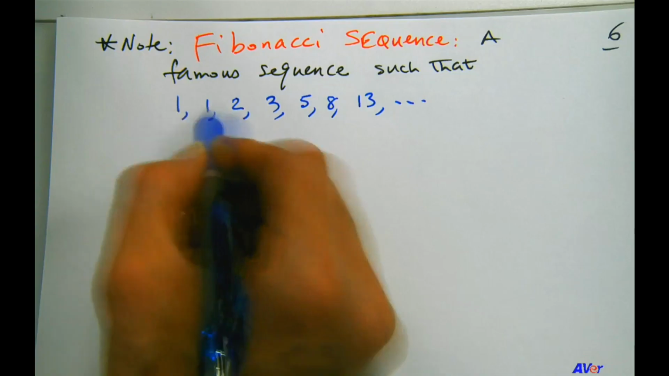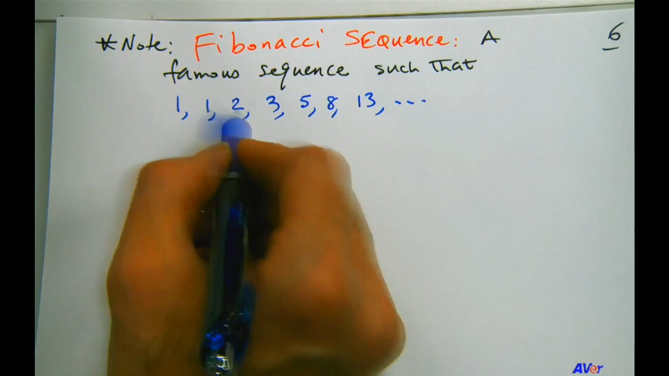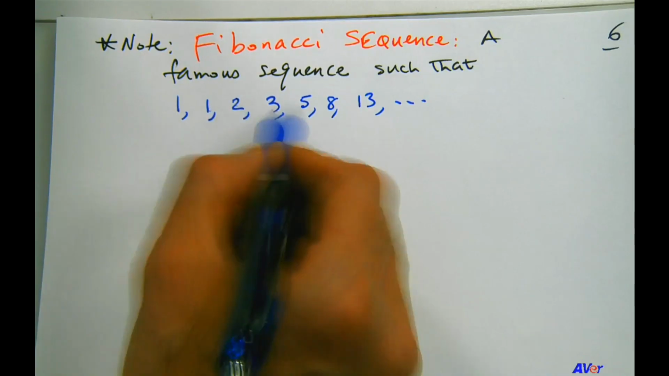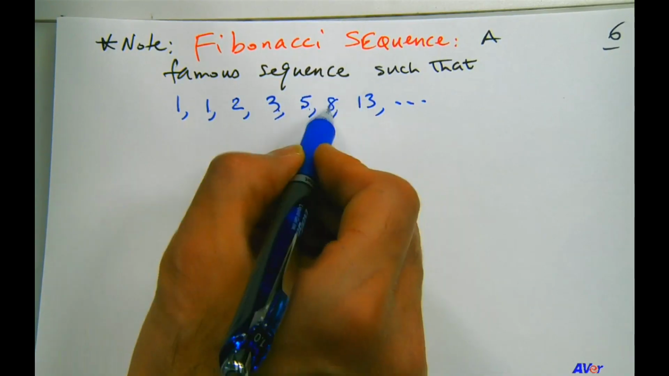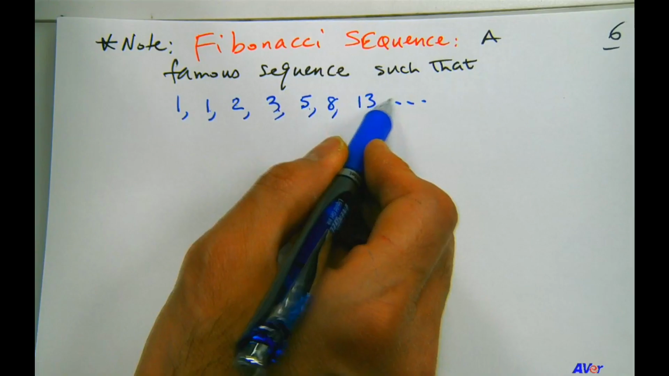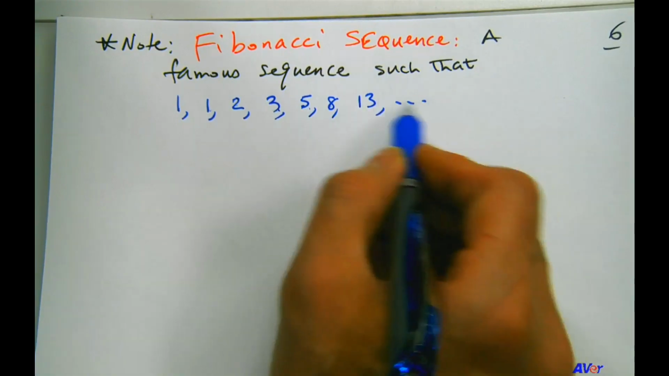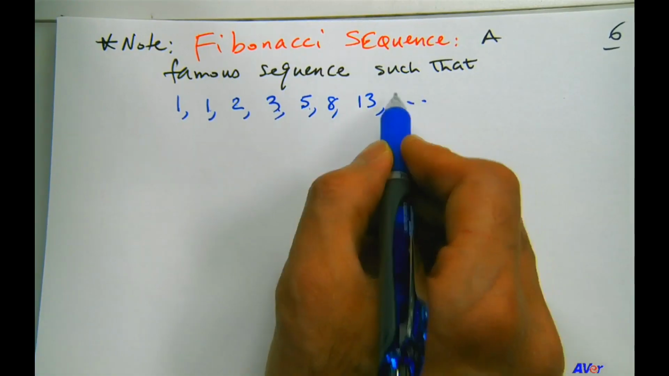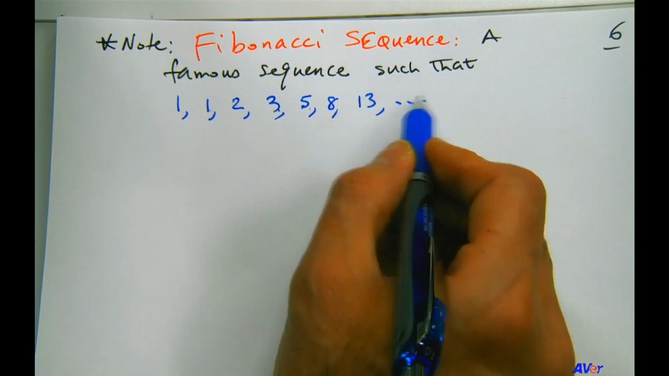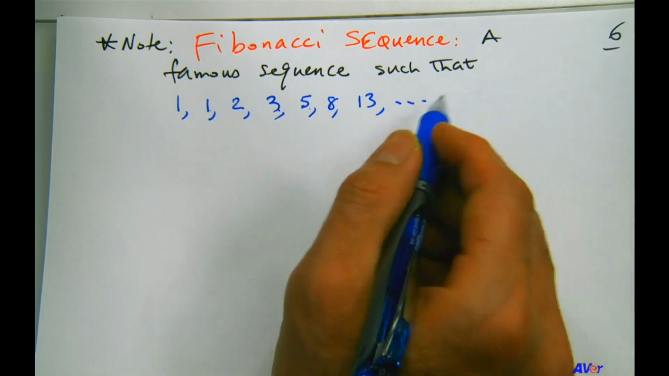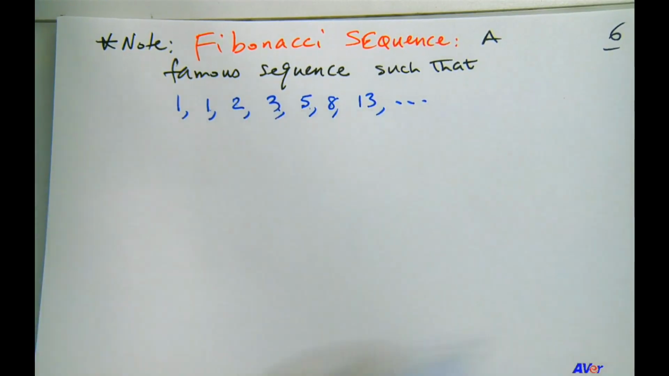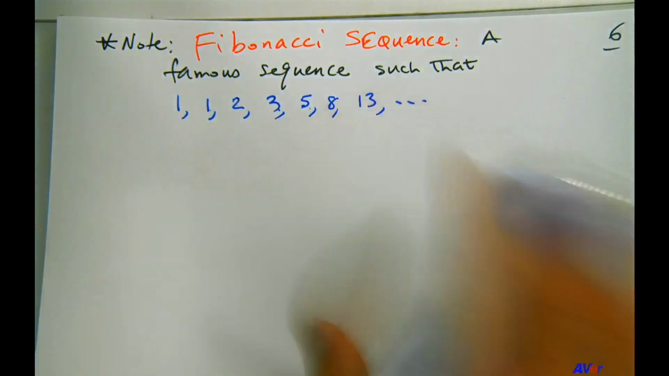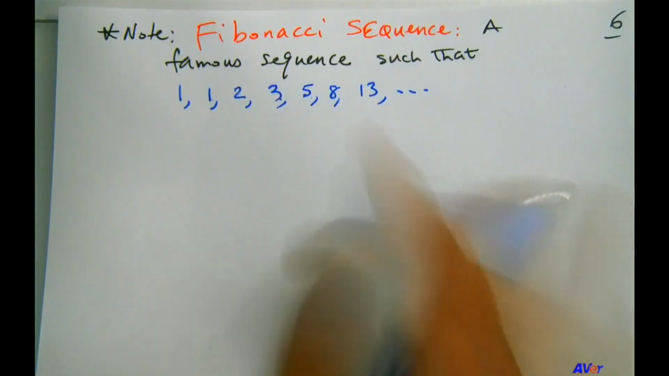So 1 plus 1, 2. 2 plus 1, 3. 3 plus 2, 5. 5 plus 3, 8. 8 plus 5, 13. 13 plus 8, 21 would have been the next digit. Then after that, you'd have 34 because 21 plus 13 would have been 34, and so on and so forth. That's Fibonacci sequence.